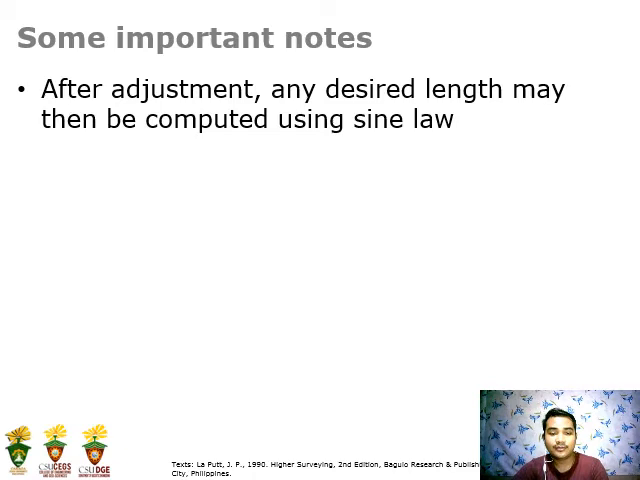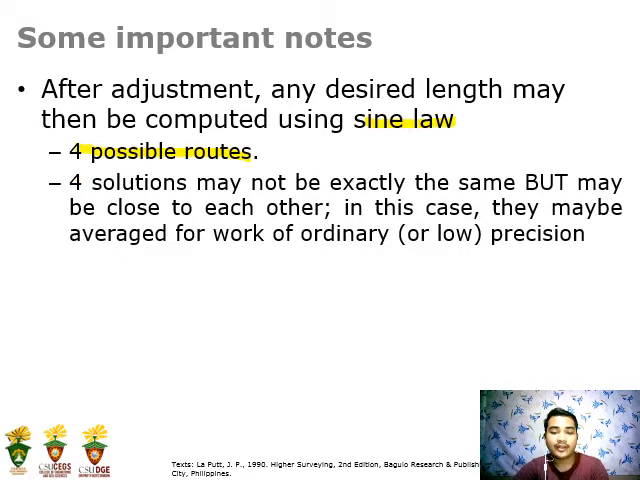So some important notes. After the adjustment, any desired length may be then computed using the sine law. Sayo na siya, sine law lang. And there are 4 possible routes in the adjustment of quadrilateral. There are 4 solutions, may not be exactly the same, but may be close to each other. In this case, they may be averaged for work of ordinary, like for example in the low precision.